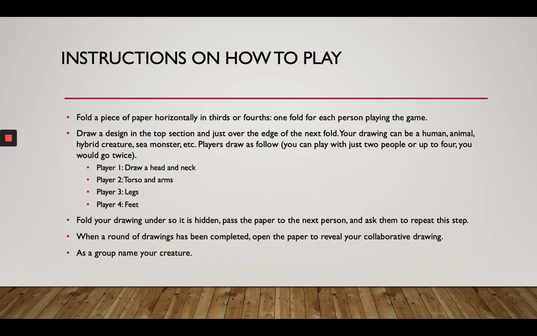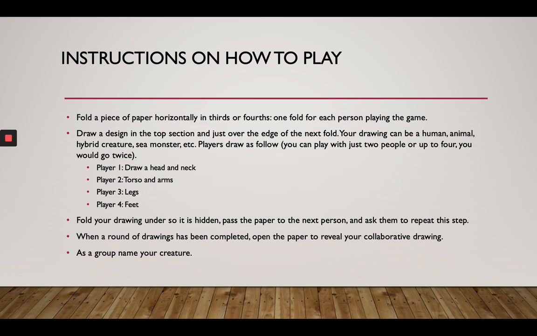All right. So instructions on how to play the Exquisite Corpse game. Now, Exquisite Corpse is such a strange name. That is just because it is a juxtaposition of multiple things on top of each other. You will take a piece of paper, you will fold it horizontally, just like the sun sets. You'll fold it in thirds or fourths, essentially one fold for each person playing the game. You draw a design at the top section and slightly into the edge of the next fold. Your drawing can be a human, an animal, a hybrid creature, a sea monster, etc.